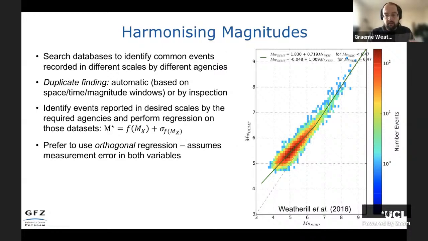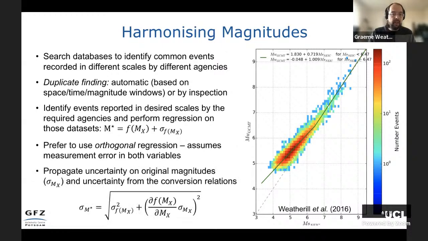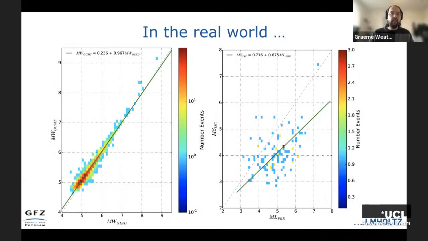We tend to use orthogonal regression, so we assume measurement error in both variables, both the dependent and the independent variable. And it's always important when we're doing this to propagate the uncertainty that comes from the original magnitude estimates themselves, and the scatter, the large uncertainty that comes from the conversion relations. This is all very nice in theory. In the real world, we could be confronted with any number of challenging problems here.